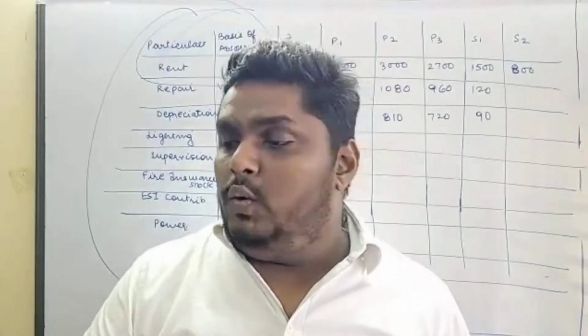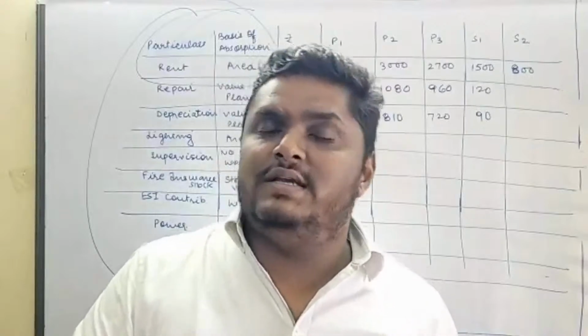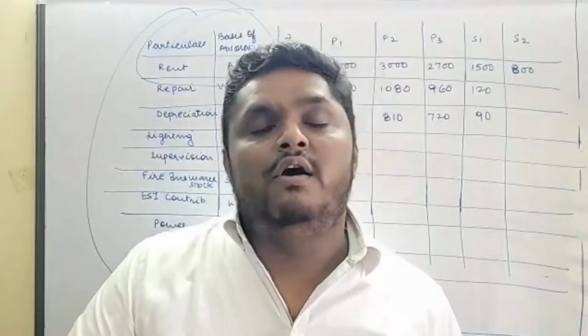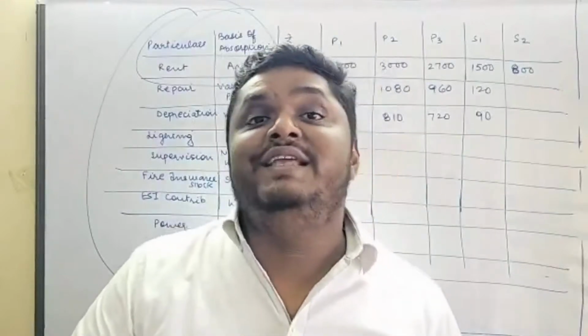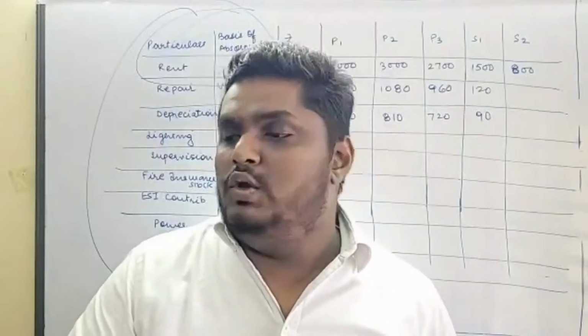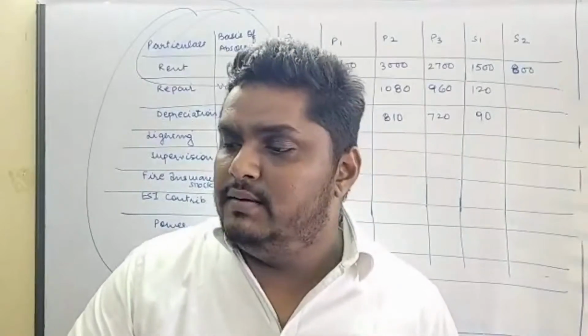If you guys have any query, please post your query. As far as apportionment and allocation is concerned, this part is over. Now we'll proceed with the next part, that is reapportionment of overhead. So if you guys have any doubts till now, please post your queries.